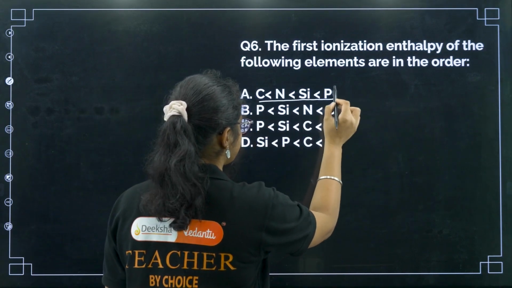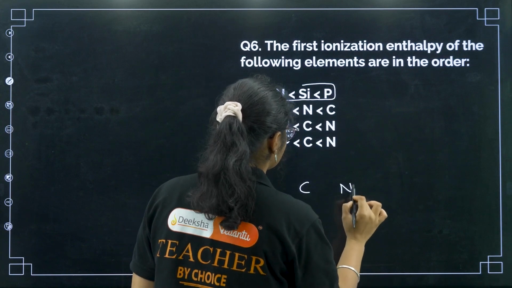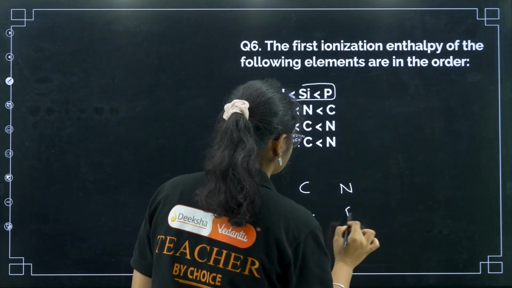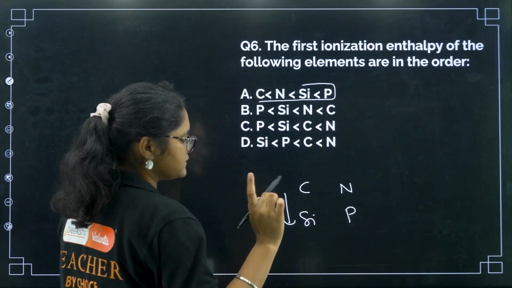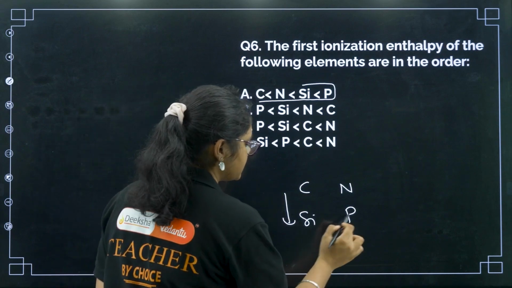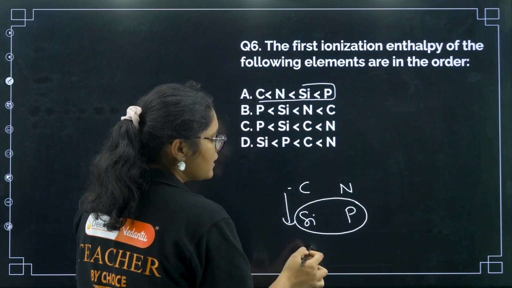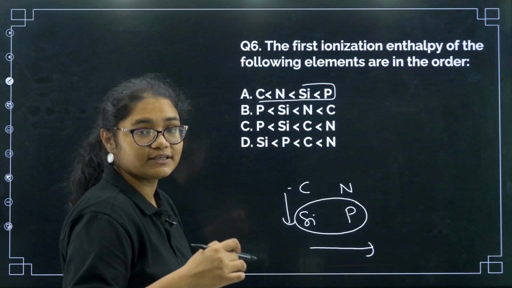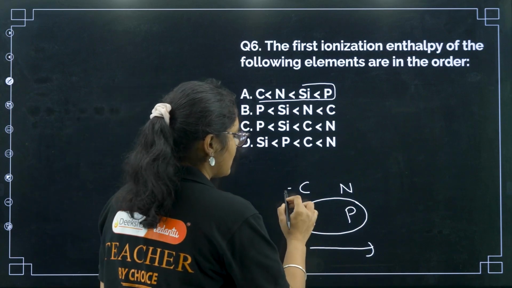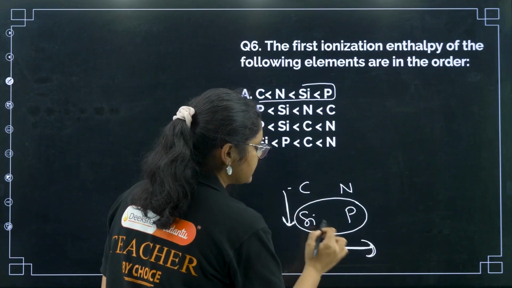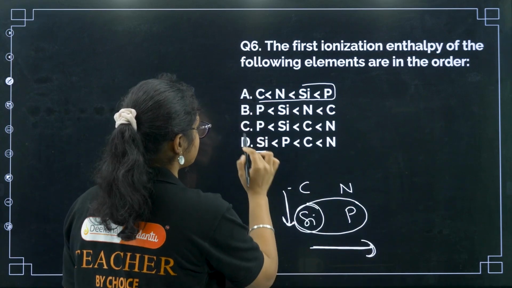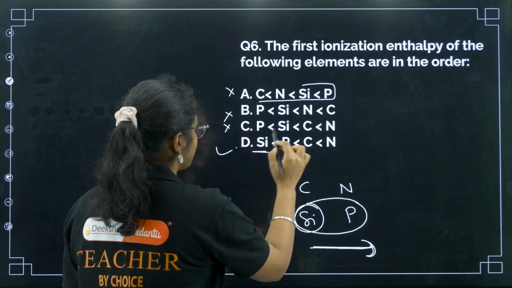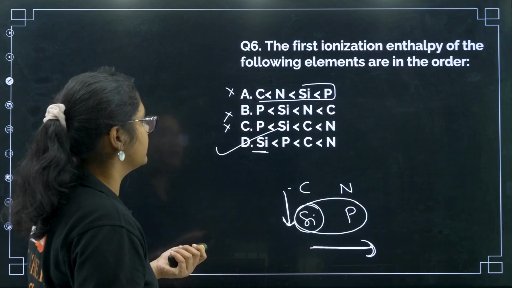Next, the first ionization enthalpy of the following elements are in the order. So first ionization energy, so you have carbon, nitrogen and it is silicon and phosphorus, right? Down the group ionization energy decreases, so that is why this one will have less than this one. Along the period it increases, so silicon will have the least one, so we can eliminate all these options. Correct answer will be option number D here.